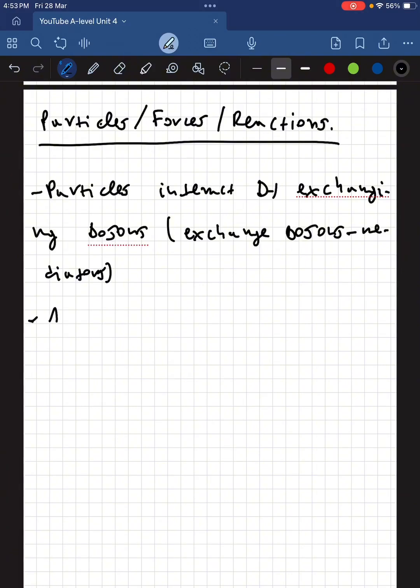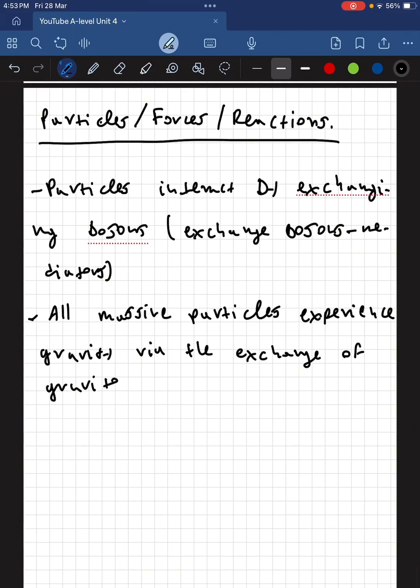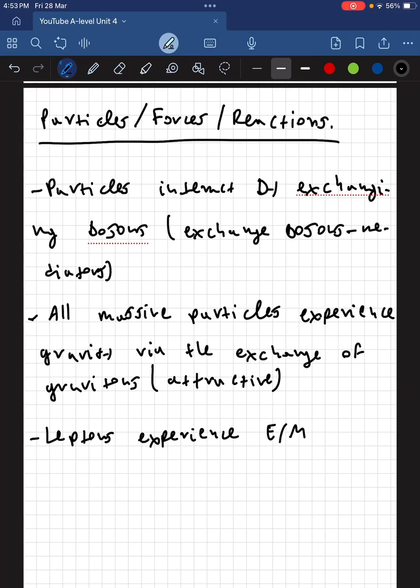Now about forces, so all particles, actually all massive particles is the correct way to write this, all massive particles experience gravity via the exchange of gravitons. And this force is always attractive, okay? And now leptons experience electromagnetic and weak interactions only.